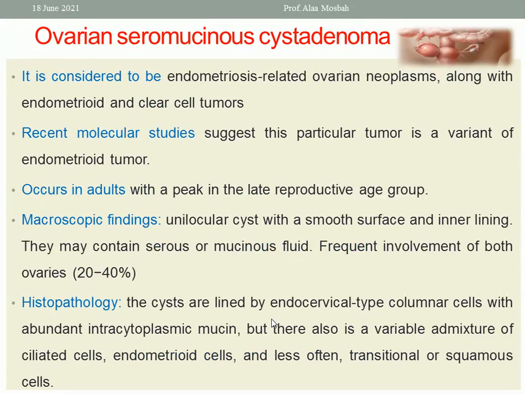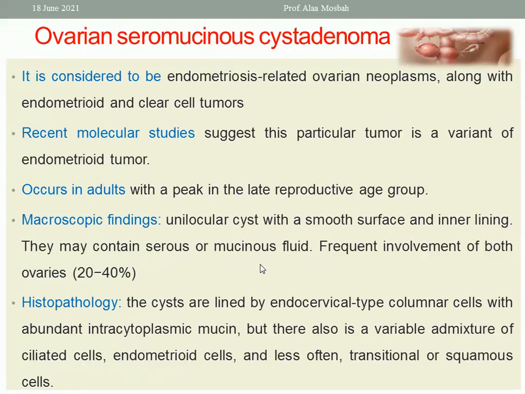What about seromucinous cystadenoma? Also, it is related to endometriosis. Its origin is coming from endometriosis. And recent molecular studies also suggest that this particular tumor is a variant of endometrioid tumor. So recently they are suggesting that it is not a separate entity, but it is a variant of endometrioid tumor. Occurs in adults with peak in the late reproductive age group at the age of 40.